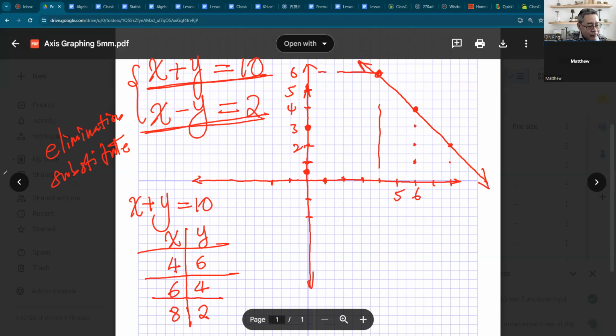Now I need to look for the next equation. Let me put it on here. X minus Y equals 2. Then if X is 0, what happens to the Y?